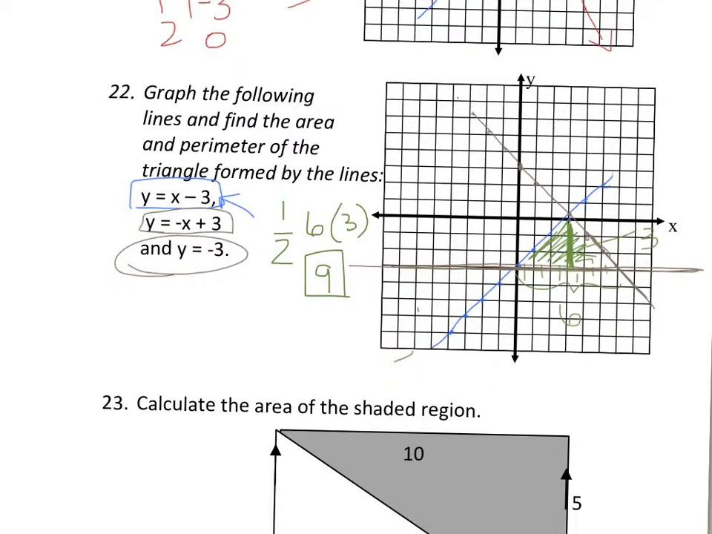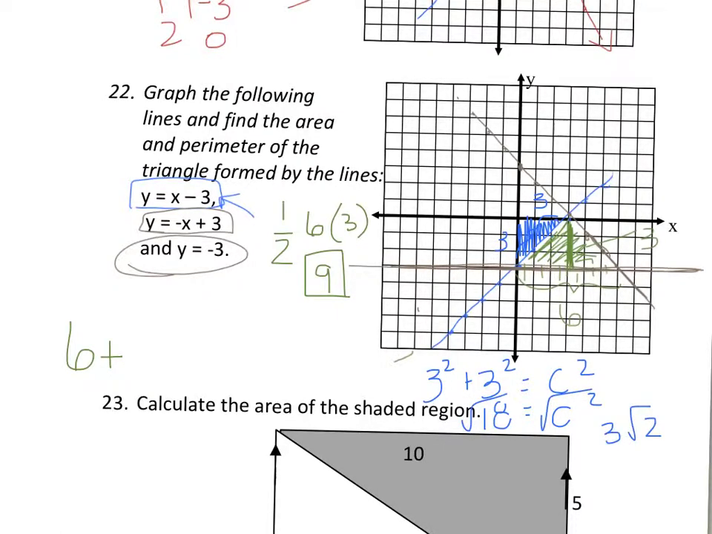Now for the perimeter, that's a little bit different. For the perimeter, I have 6 on the bottom for sure, but what I need is this length here. So what I can do is make a nice little right triangle there, count this at 3 and this at 3. So if I have 3 squared plus 3 squared is equal to c squared, I end up getting that c squared is equal to 18. And when I square root that, I get 3 root 2.